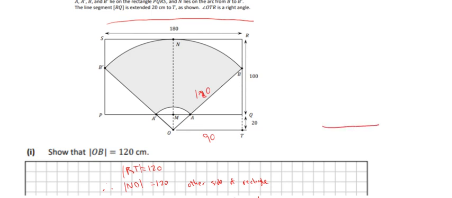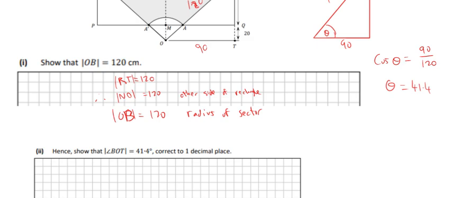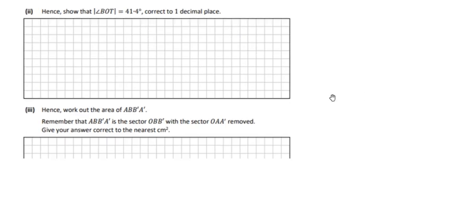So you can make a little right angle triangle there with that. So that's 90, that's 120, and we're looking for this angle here. So we'll call that theta. So cos of theta is equal to the adjacent over hypotenuse. So 90 over 120. And then theta would be equal to 41.4. It's what you were asked to show. So that's the second part.